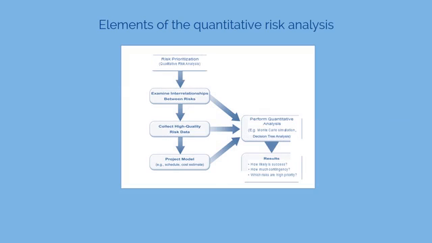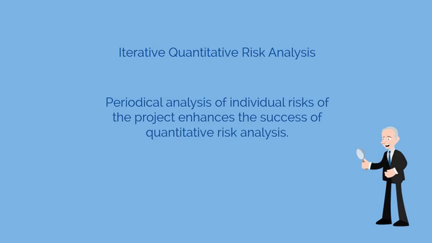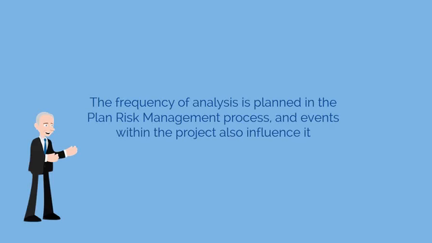The fifth characteristic is iterative quantitative risk analysis. Periodic analysis of individual project risks enhances the success of quantitative risk analysis. The frequency of analysis is planned in the plan risk management process, and events within the project also influence it.